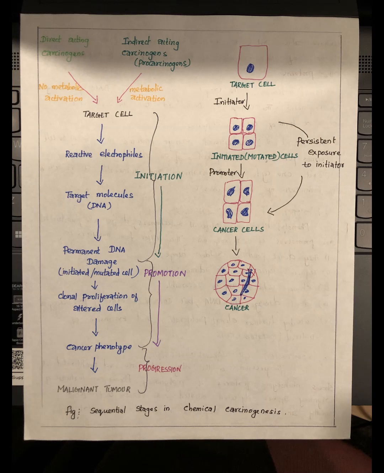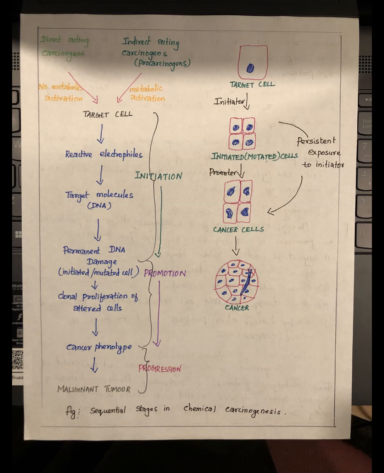Then, the mutated cell undergoes clonal proliferation. This is the stage of promotion. The proliferated cells show cancer cell properties. Then, it transforms to a malignant tumor. This stage is called progression.